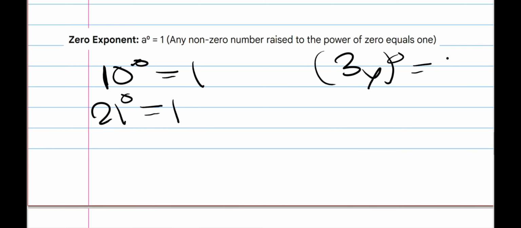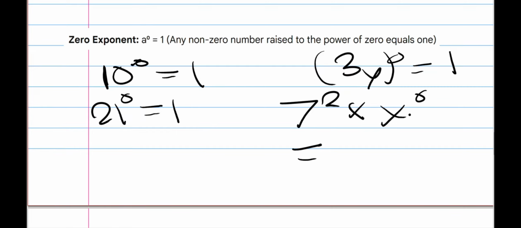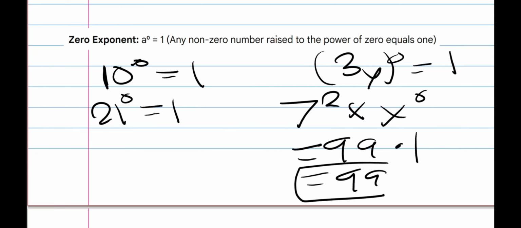3y to the power of 0 is equal to 1. That's all you need to know for the zero exponent rule. Another example would be 7 squared times x to the power of 0. That would be 49 times 1, and that would give us 49 automatically.